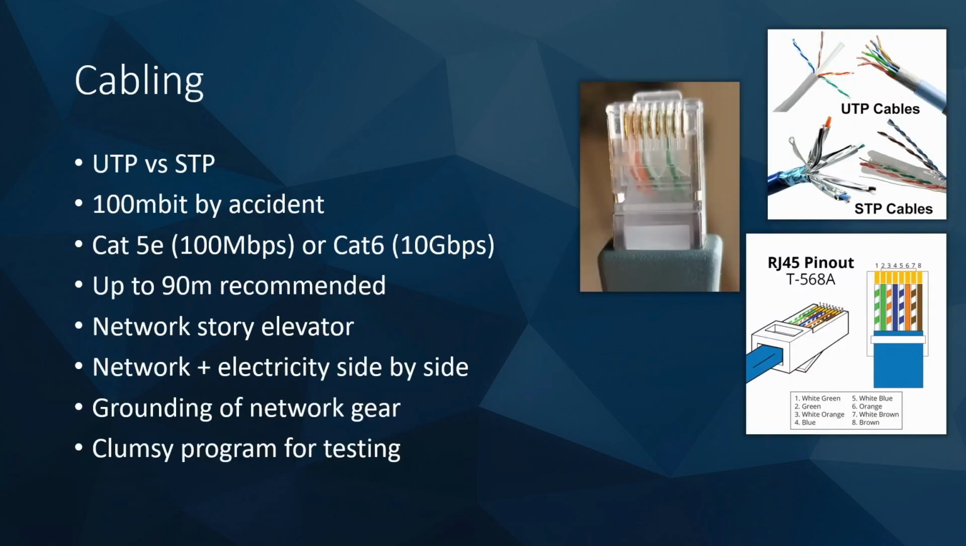Okay, let's go back to the physical layer. Cabling. In cabling, you have UTP and STP. We have a picture here. For STP, it's shielded twisted pair, and you will see that over here there's some foil. The ones that we usually use are UTP, unshielded twisted pair.